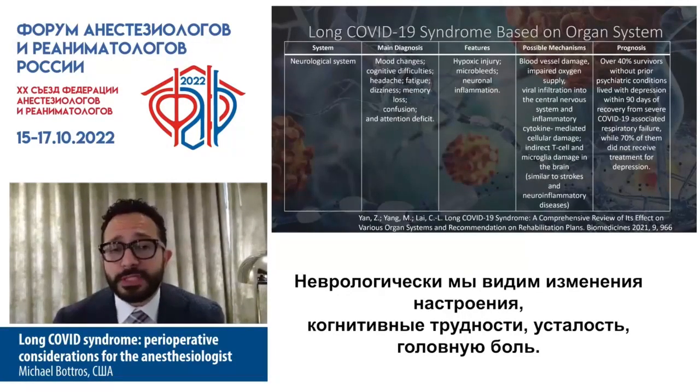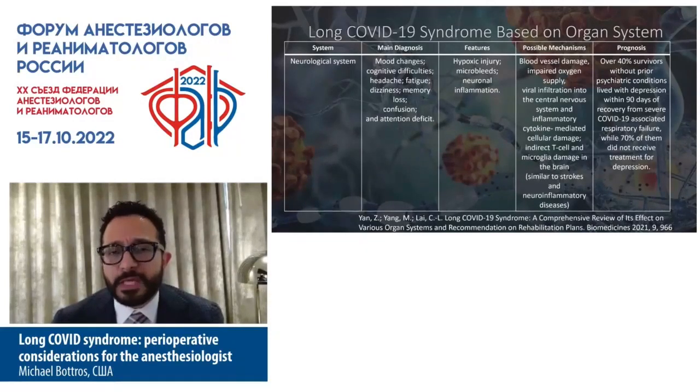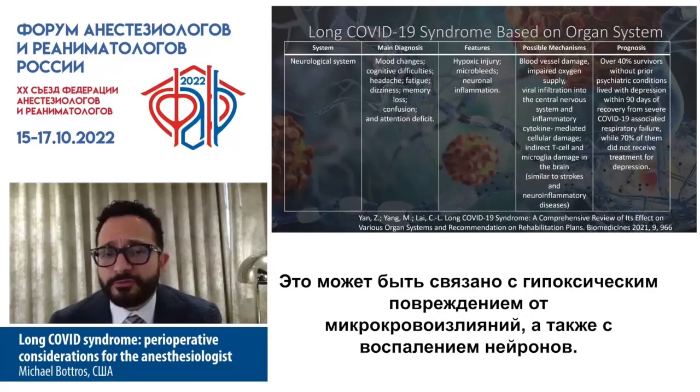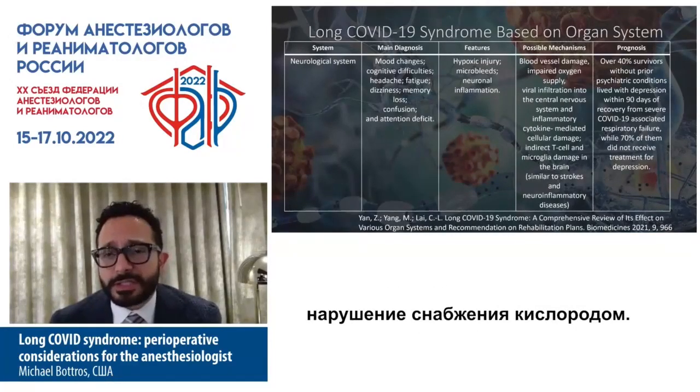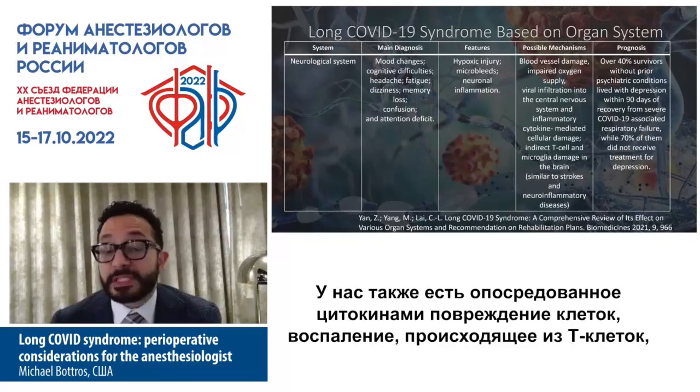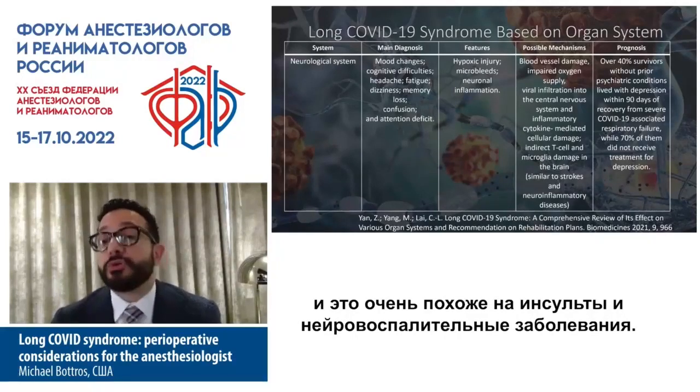Neurologically, we see mood changes, cognitive difficulties, fatigue, headache. It may be due to hypoxic injury from microbleeds, as well as neuronal inflammation. The mechanisms, as we might have discussed earlier, are blood vessel damage and impaired oxygen supply. We also have cytokine-mediated cellular damage, inflammation going on from T cells, and it's very similar to strokes and neuroinflammatory diseases.